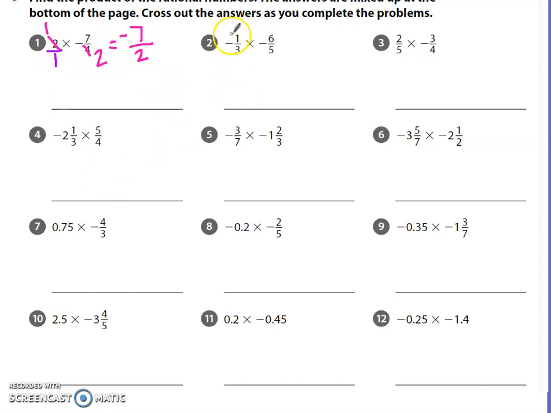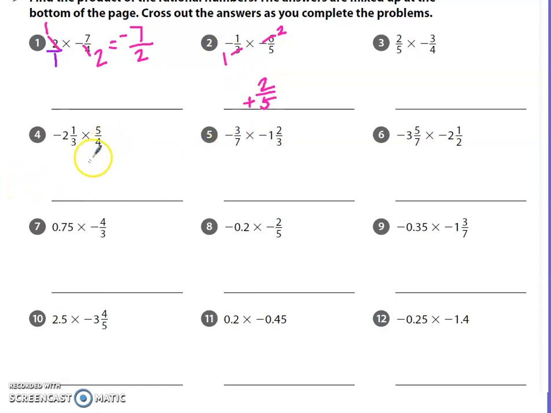Let's try another one. Same signs on our fractions means our answer is going to be positive. Cross-cancel. 3 goes into 6 evenly 2 times. And now I'll have 2 times 1 and 1 times 5. Pretty straightforward. Let's keep going.